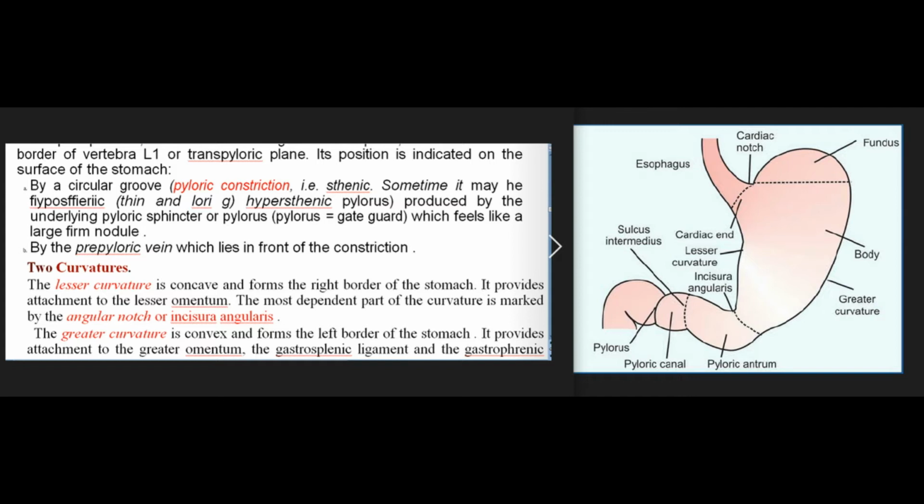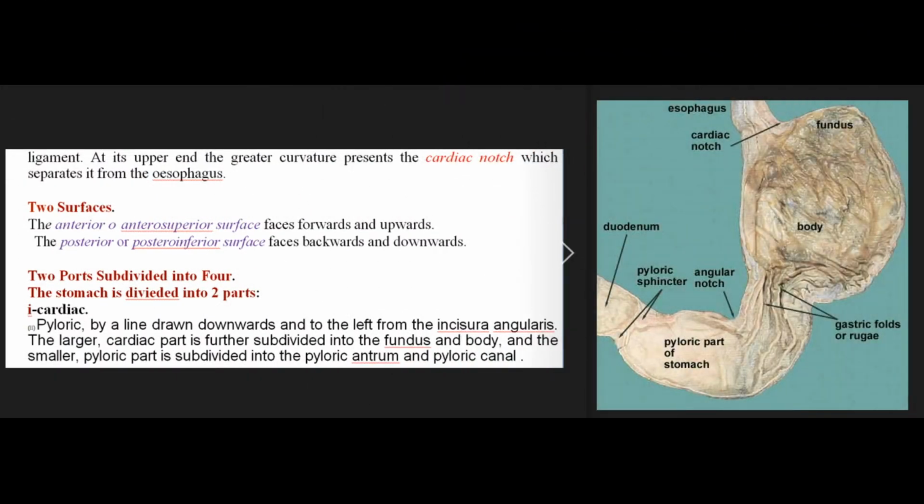2 curvatures. The lesser curvature is concave and forms the right border of the stomach. It provides attachment to the lesser omentum. The most dependent part of the curvature is marked by the angular notch or incisura angularis. The greater curvature is convex and forms the left border of the stomach. It provides attachment to the greater omentum, the gastrosplenic ligament and the gastrophrenic ligament. At its upper end, the greater curvature presents the cardiac notch which separates it from the esophagus.